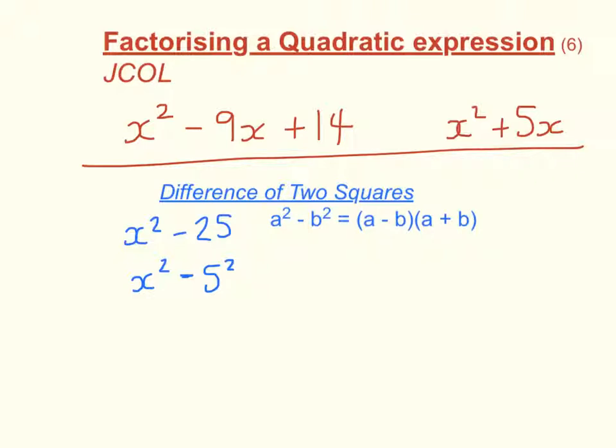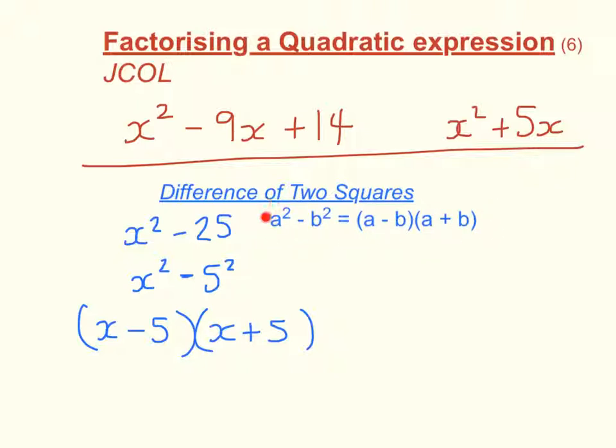And the application of that is, in this instance, we're seeing x as being the a and 5 as being the b. And what we do here is we're going to just straight away have two brackets where we have x minus 5, x plus 5. And that's it. That is the process completed. We've said x squared minus 5 squared is x minus 5, x plus 5. So we're just comparing what we have here using this rule.